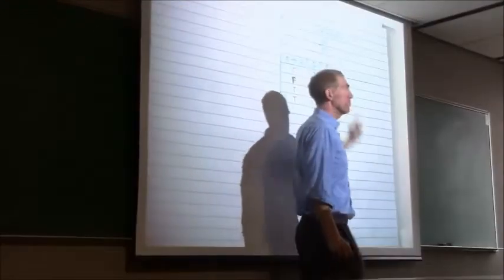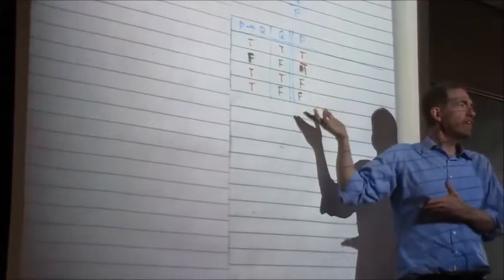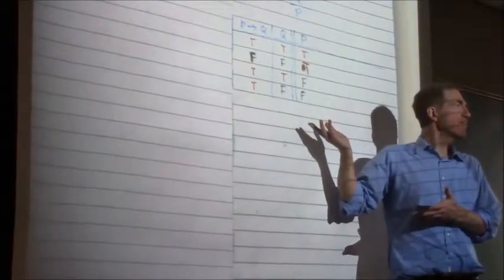True, true, true. True premises and a true conclusion. Huh. Remember the definition of validity. The definition of validity was if the premises are true, the conclusion has to be true. Does this row prove that this argument is in fact valid?